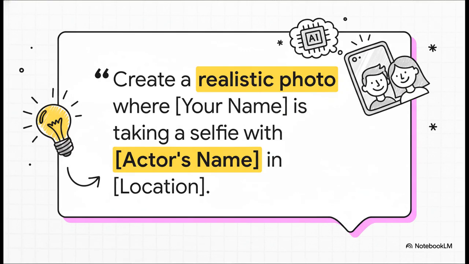Now this is where the magic really starts to happen. This prompt you see here, that's the secret sauce. It's the command you give to the AI, and the trick is to be super specific. The more detail you feed it, the more believable the final picture is going to be.